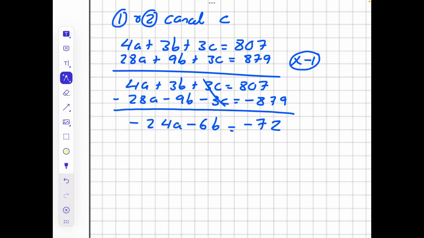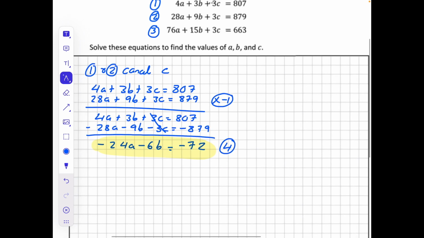Again, we're going to highlight that, because we're going to need to come back to it, because there's so much writing, things can easily get lost on the page. And I'm going to call that equation 4. Now I've done 1 and 2. Next I'm going to do 2 and 3, and I'm going to cancel C again. You could also do 1 and 3 there if you prefer.